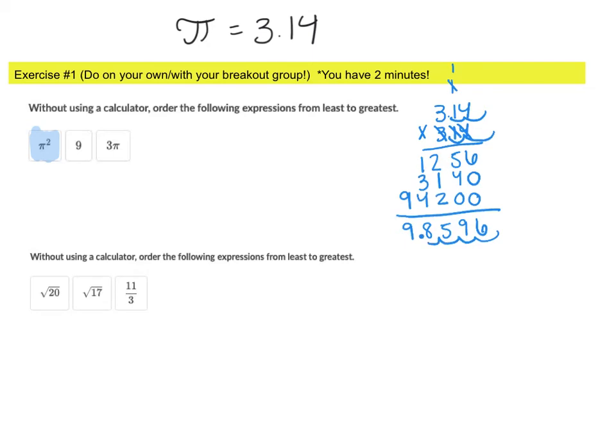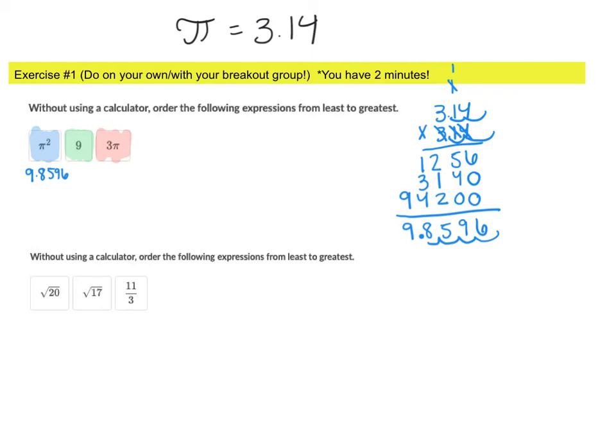So this number actually represents 9.8596. Okay? The next one, it's just a whole number, it's just 9, so I don't have to do any math there. And the last one, I'll highlight it in red, is 3 times pi.